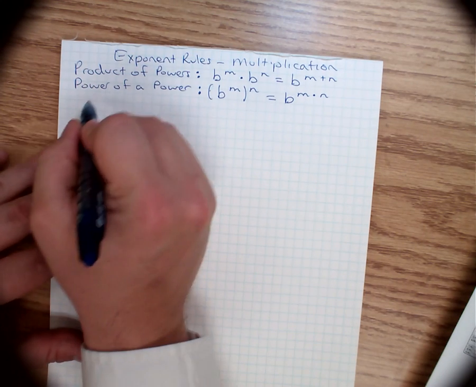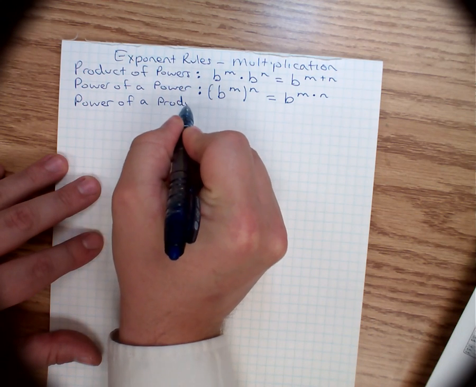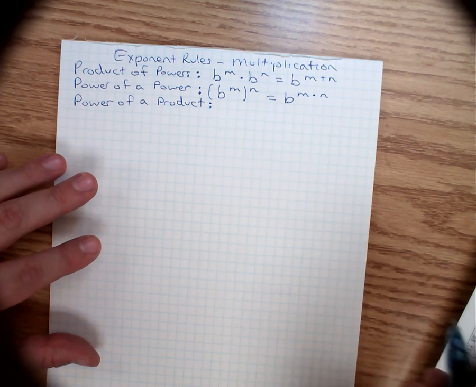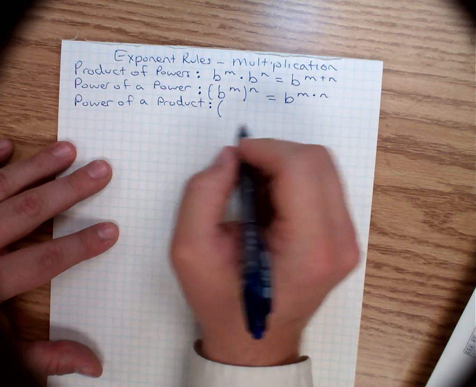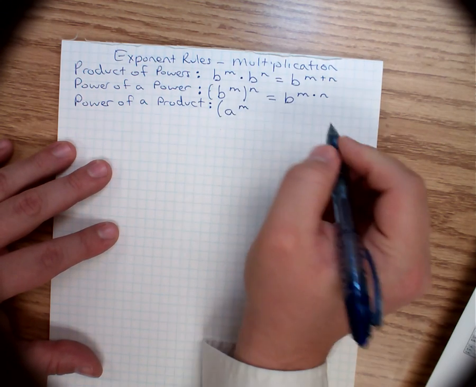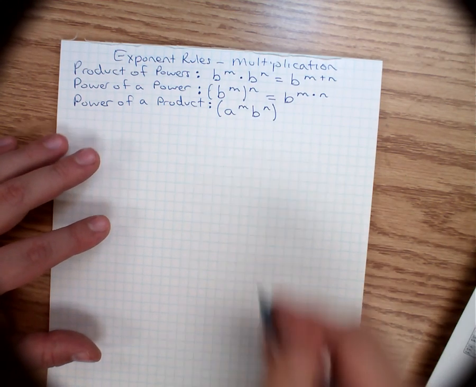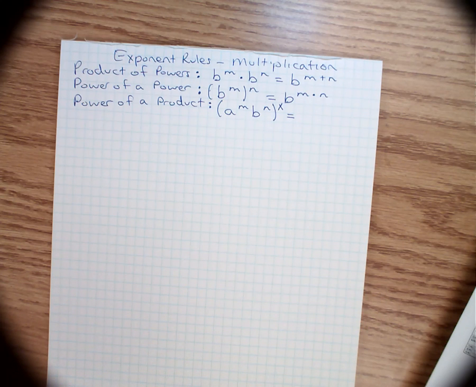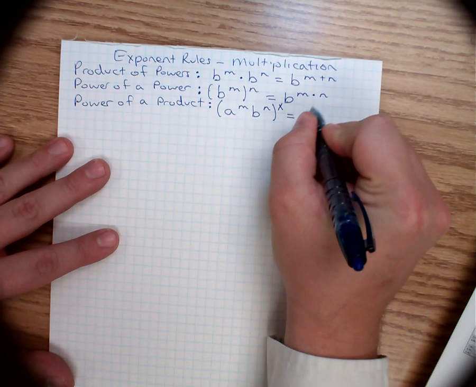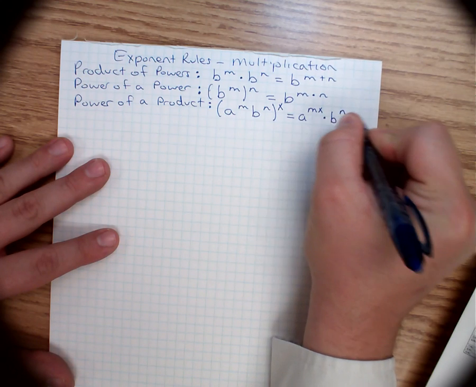Okay, now I have power of a product. Okay, and let's say I'm using some slightly different letters. I'm going to use a to the m power times b to the n power, and the power they're going to be raised to is the x. What do I do with those exponents now? You're going to multiply them by x. And multiply them by x. So I have a to the m times x times b to the n times x.